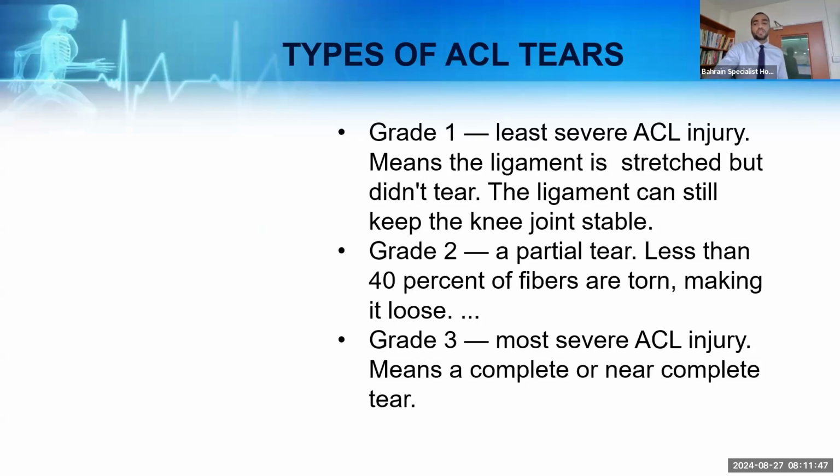Grade 2 tears are the partial tears. If the amount of fibers torn is less than 40%, then it is called a partial tear or a grade 2 tear. Grade 3 are the most severe type of ACL injuries, wherein the complete ACL is damaged.